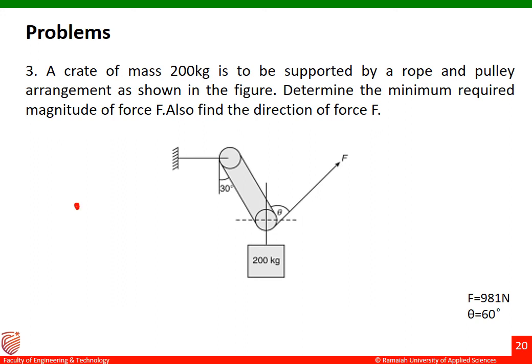I'll take this one as my origin, and this is my 200 kg weight. First I'll convert kg into Newton. That is 200 into 9.81. I'm getting the answer as 1962 Newton force over there. This is my weight, that is 200 into 9.81. You are going to get the answer as 1962 Newton there. So this is the weight of the body.